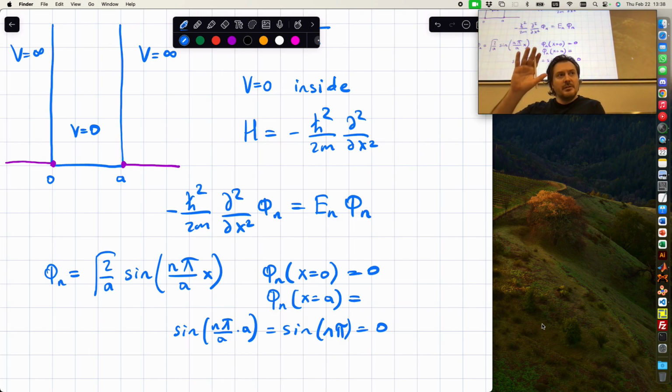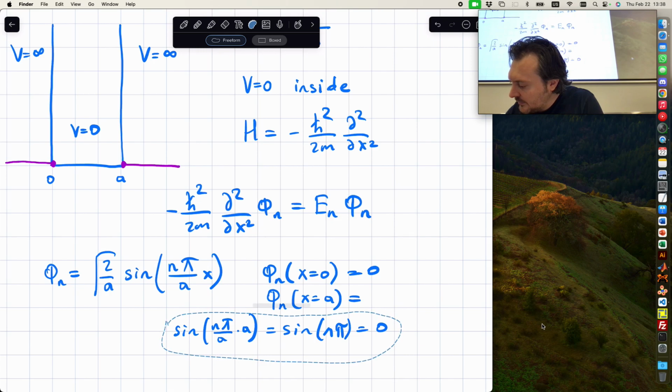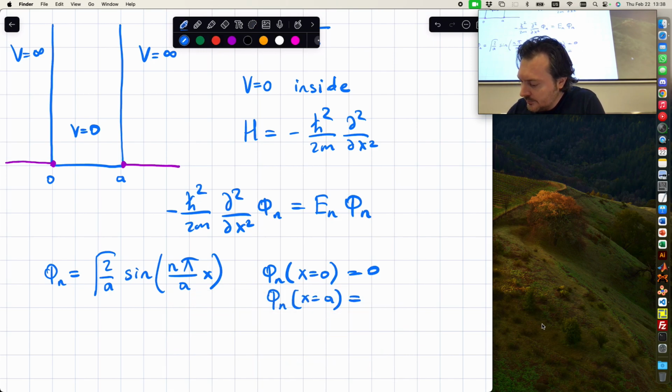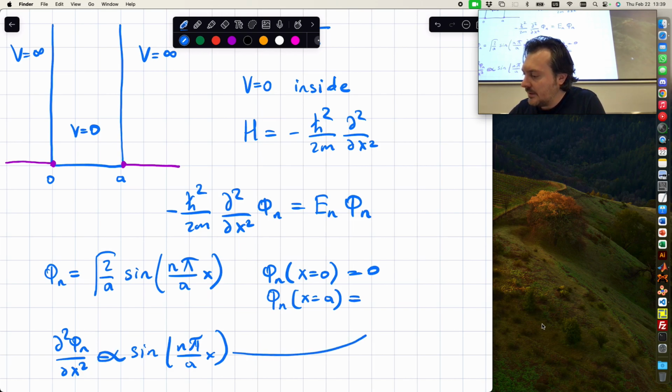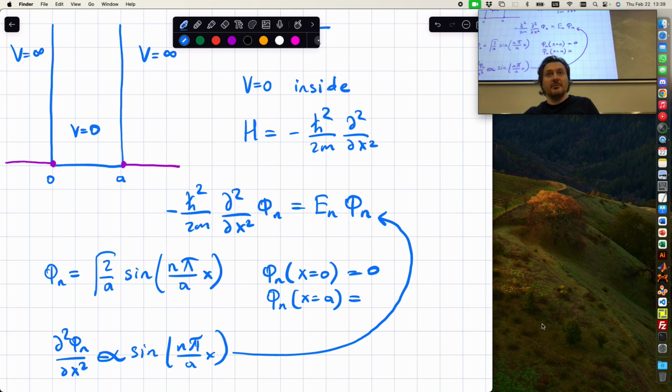But there is a further reason why it's not just any other function that gives you 0 at the boundaries, right? The other reason is that the second order derivative of this one, del squared psi n over del x squared, also has the same sine term in it, right? So because of that, it's proportional to this. Because of that, it's a solution to this equation. Hopefully this makes some sense.